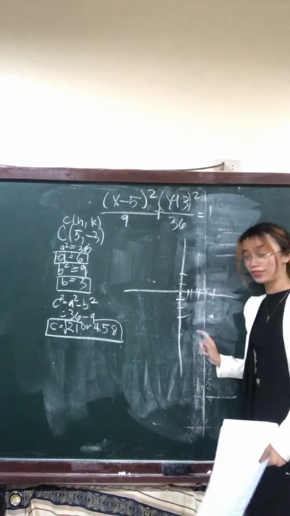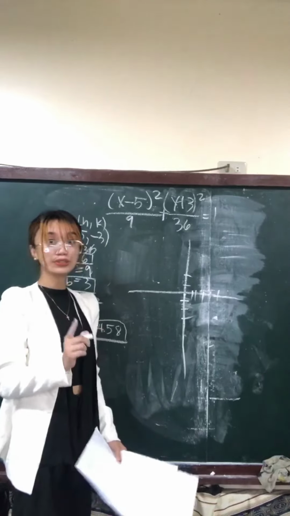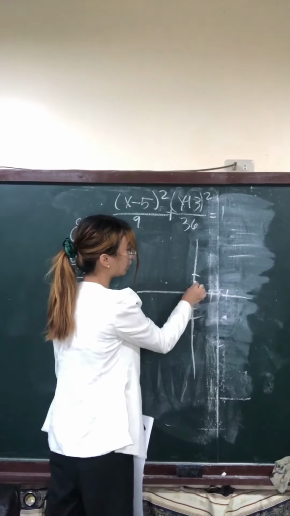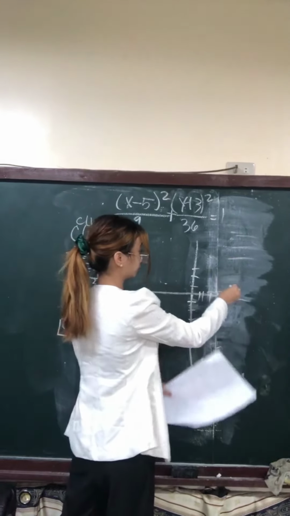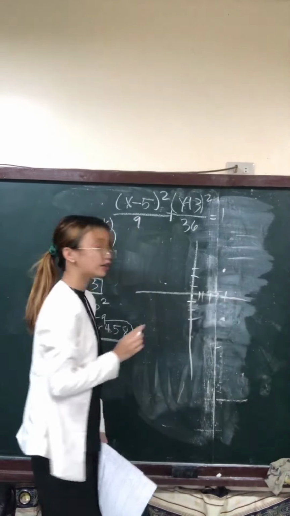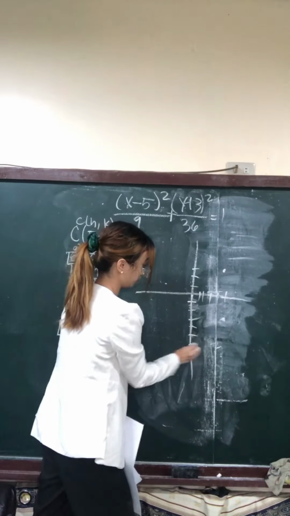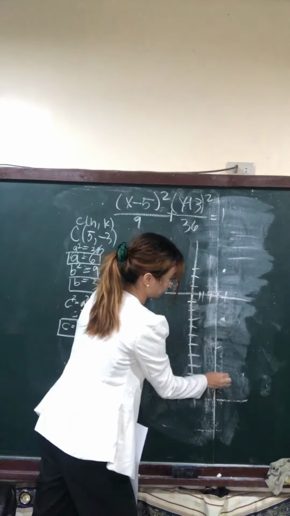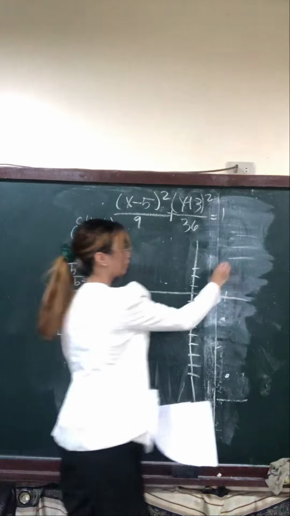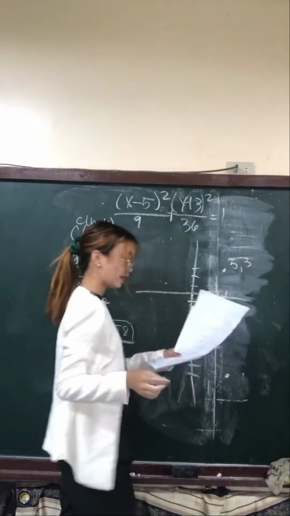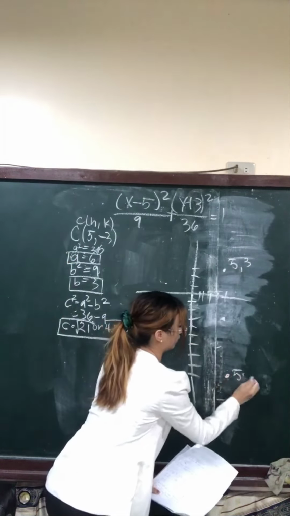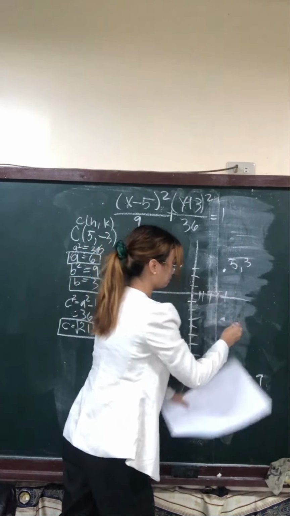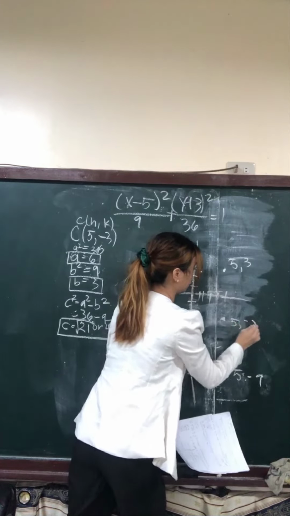Since we have this center, we are going to go 6 units upward since our a value is 6. So 1, 2, 3, 4, 5. And we're going to go 6 downward. So we have the points 5, 3 and 5, negative 9. And our center is 5, negative 3.